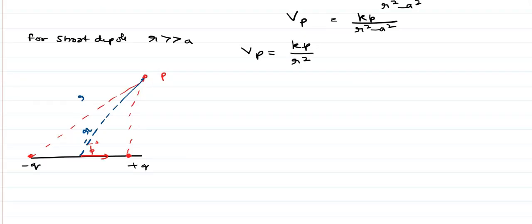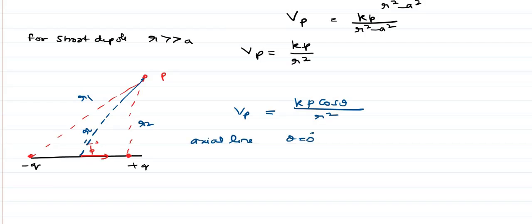So how will you do it? If you take the position vectors as r1 and r2, then you can easily do this. So what will be the potential at any point? It is nothing but kp cos theta by r square. That's all. Substitute the value of theta along the axial line. What is theta? Along the axial line, theta is 0. Correct? So Vp will be equal to kp by r square.